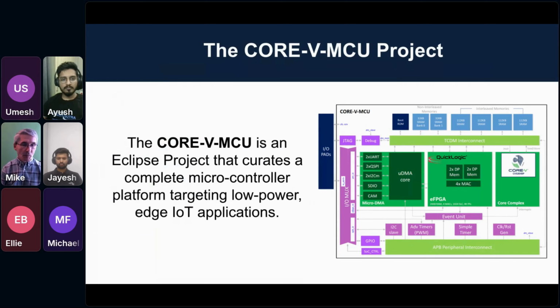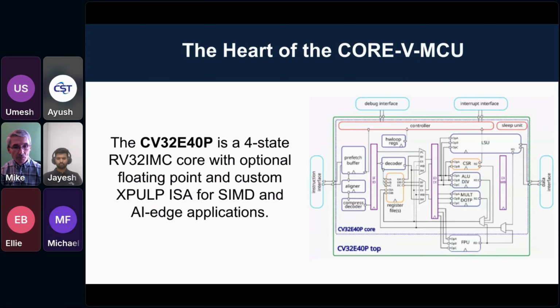Today, we're going to be talking about a specific project within the OpenHW Foundation. This is the Core 5 MCU project. This is an Eclipse project that curates a complete microcontroller platform that targets low-power edge IoT applications. The heart of this MCU is the CV32E40P. This is a four-stage RISC-V processor core that optionally supports floating point, optionally supports SIMD operations. This thing is specifically targeted for low-power edge IoT applications, which makes it a perfect processor core for the MCU.